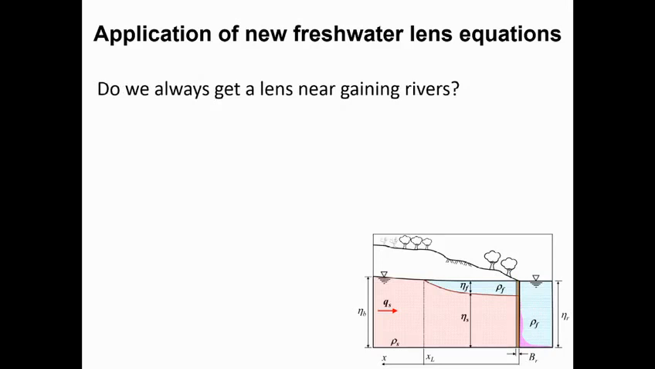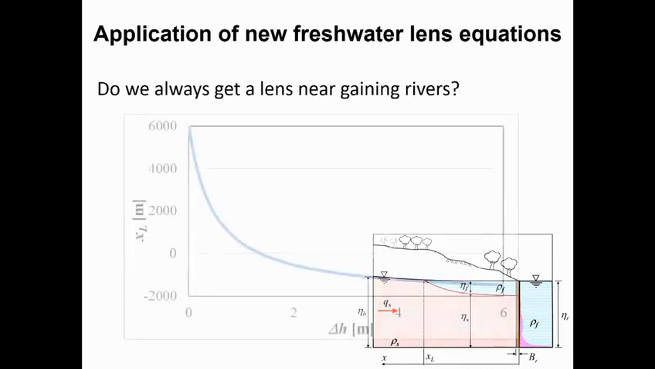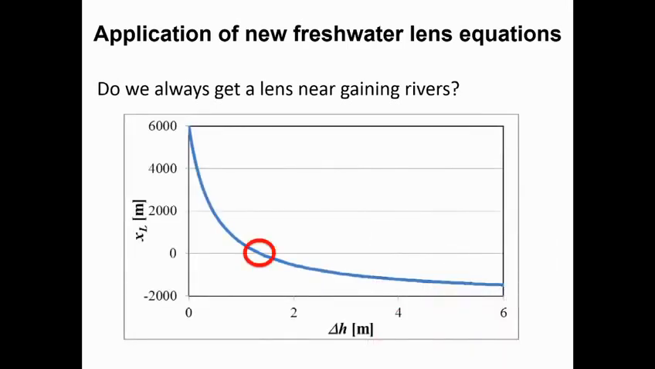So do we always get a lens near a gaining river? So is this just a given? So I plotted here the head in the aquifer, and this is the difference in head between the aquifer and the river. So this is a 4 metre head difference and a 6 metre and 2 metre at some distance. And this is the length of lens. So at some point this curve reaches 0. So if the head in the aquifer for all the other parameters is say 1.5, there's no lens. So the head in the aquifer has to be less than 1.5 for all the other parameters I used to gain this curve for there to be a lens. And obviously a negative lens is just mathematical obscurity.